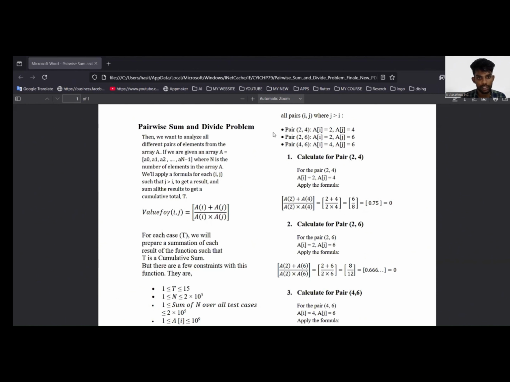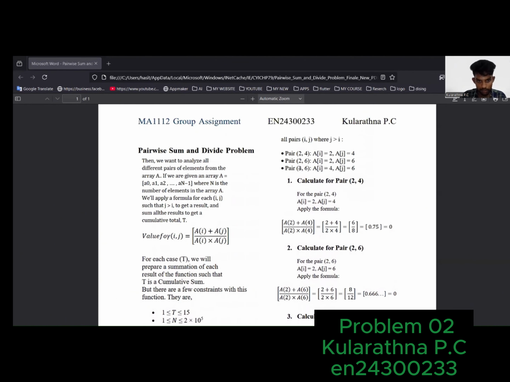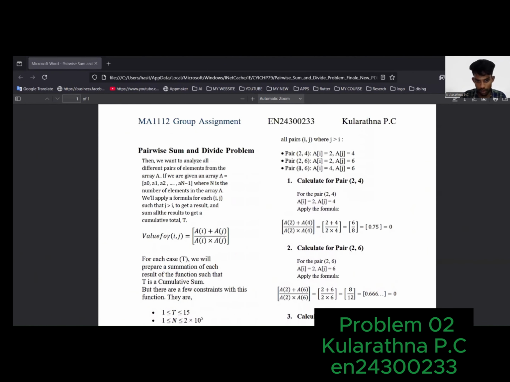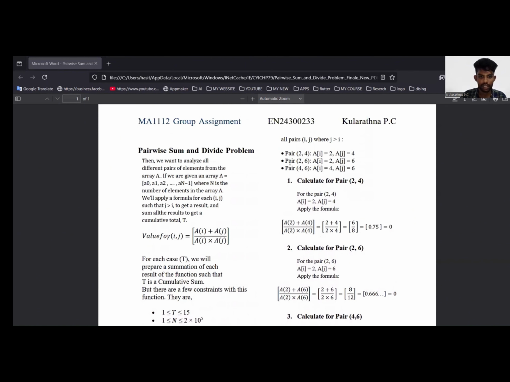Let's talk about the pairwise sum and divide problem. Let's solve this problem step by step. First step, find all pairs of numbers. Look at all possible pairs in the array where the second number is bigger than the first. For example, from A equals 2, 4, 6, the pairs are 2, 4; 2, 6; and 4, 6.